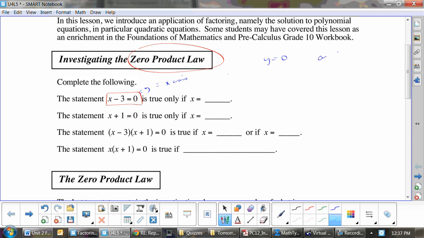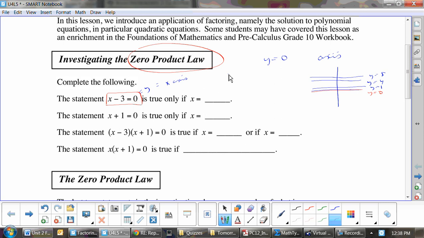I'll show you. So this would be y equals 5. This would be y equals 4. This would be y equals 1. The x-axis would be y equals 0. They are the same thing. Okay? So when y equals 0, when we find the x value, that's going to be the same thing as a number on the x-axis.